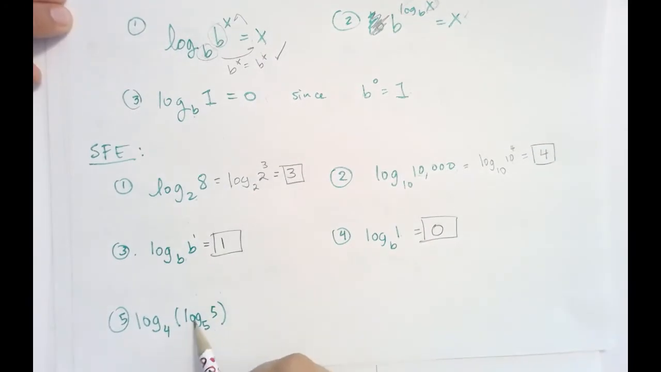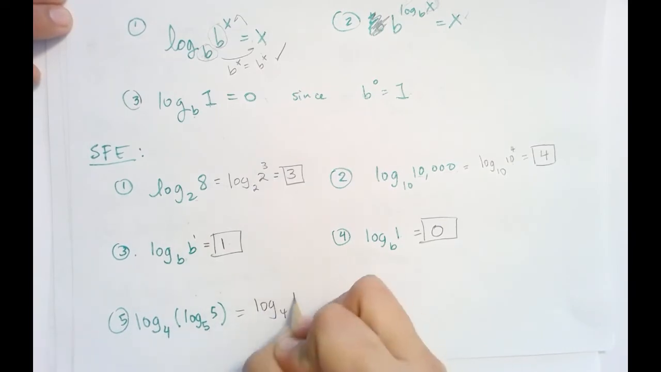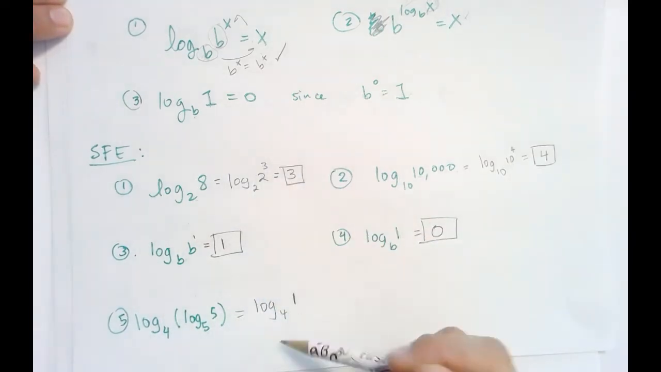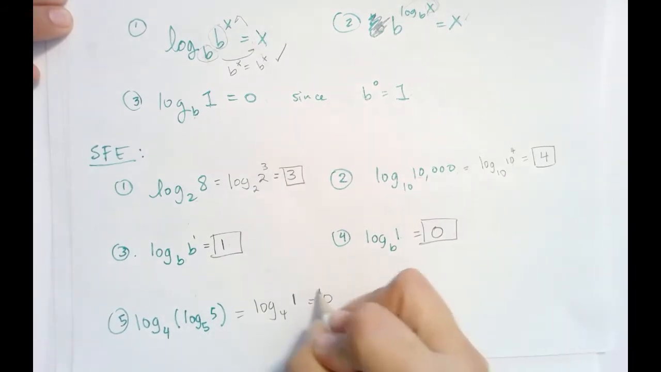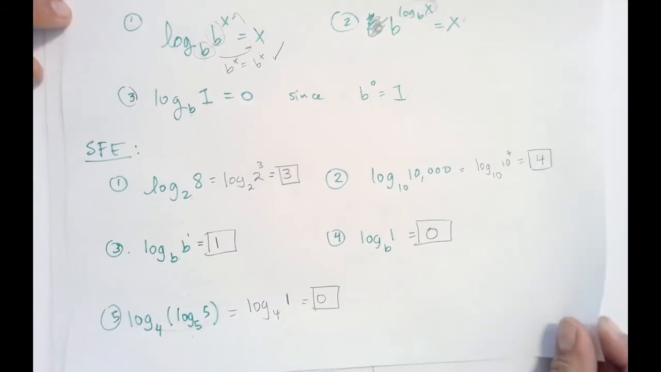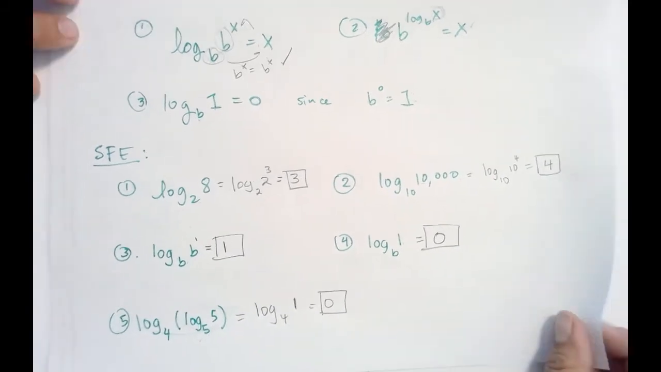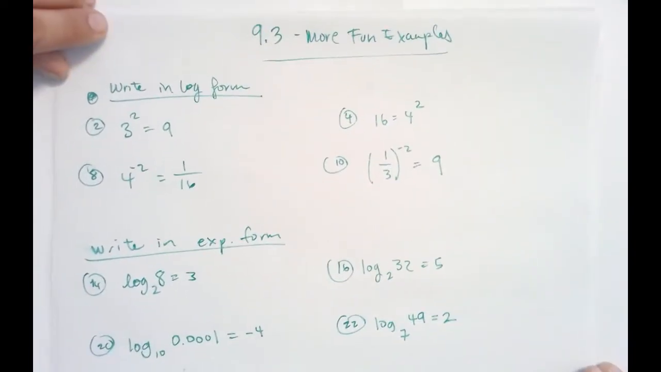Here's one more. So again, these two match, so it's equal to 1. So this is actually log 4 of 1. And then again, since for any base, if you find the log of 1, that's also equal to 0. So finally, this whole thing, which looks kind of confusing, is actually pretty simple because you work from the inside out. Okay? So you can replay this as many times as you like. So that's that. Let's move on to even more fun examples.